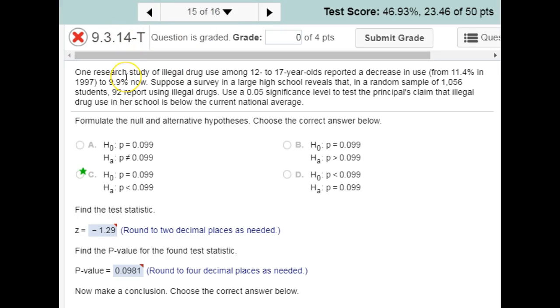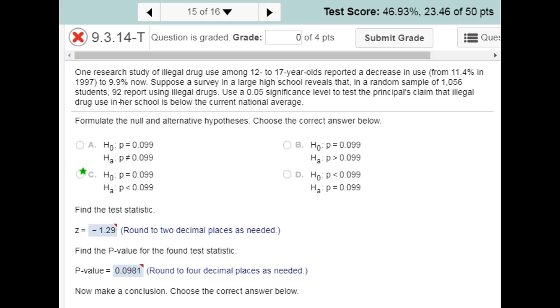For this problem, it deals with hypothesis tests. Overall, it's saying that illegal drug use has dropped from this percentage down to 9.9%. The problem is phrased here that in a large high school, they do a survey of that school. They get a random sample of this many students, and 92 report using illegal drugs.